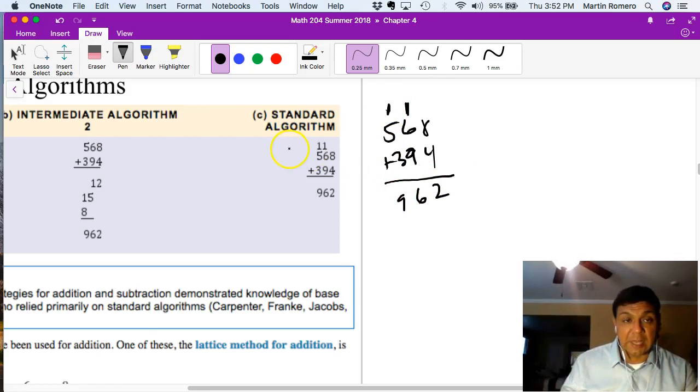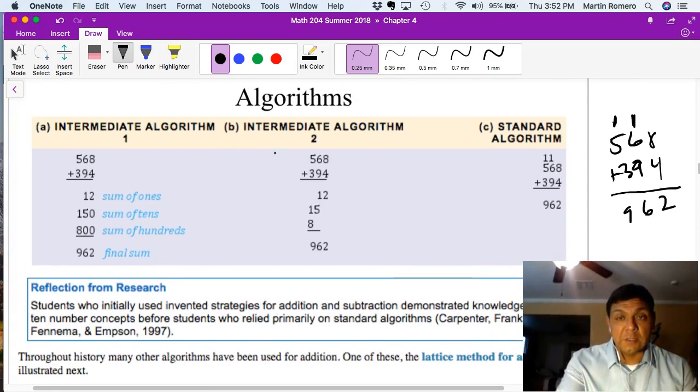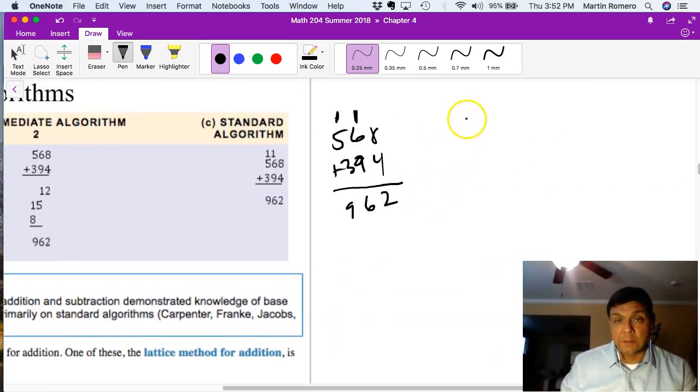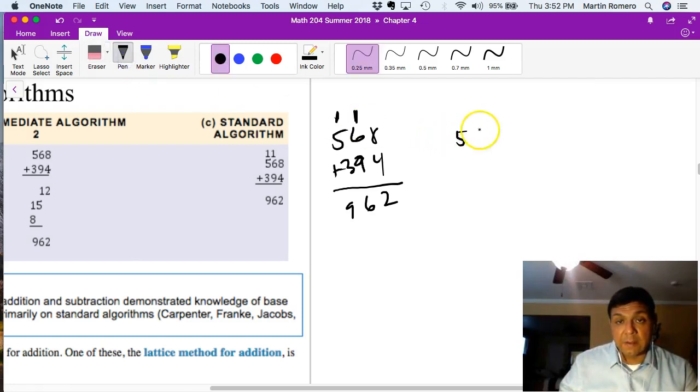That's what we call the standard algorithm. We have other algorithms that students can do, and we do that with number talks, right? Some people might do 568 plus 394. Some people could say, you know what I'm going to do?